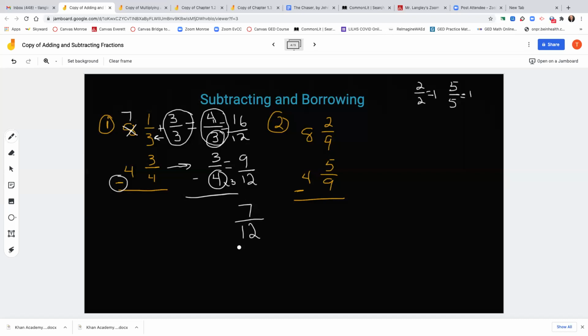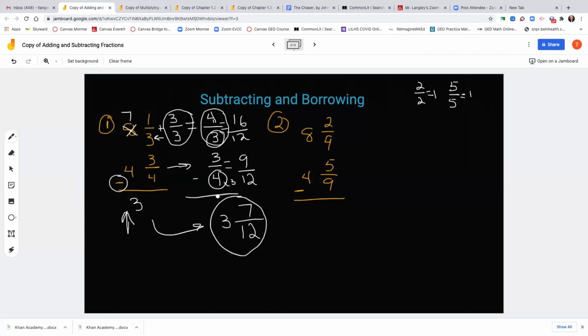Now I'm going to ask myself, can I reduce this? I can't, but this is where it's so important. Look back over here. I need to make sure I subtract my whole numbers. 4 from 7 is 3. I'm going to bring that over here, and that is my final answer. That's how I would do that.